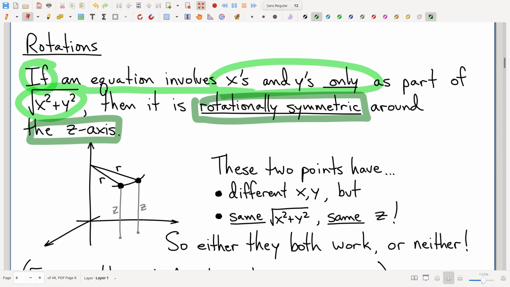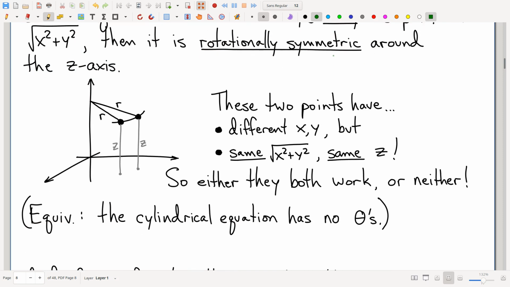I'm going to show you two reasons, or two points of view, you might say. One is, let's suppose that I have a point, and then I rotate that around the z-axis to give me a different point. Now I have two points that are rotations of each other. They have different x coordinates. They have different y coordinates, different points. But here's the thing. That kind of doesn't matter as far as the equation's concerned. The equation has x and y only show up as part of this expression right here.